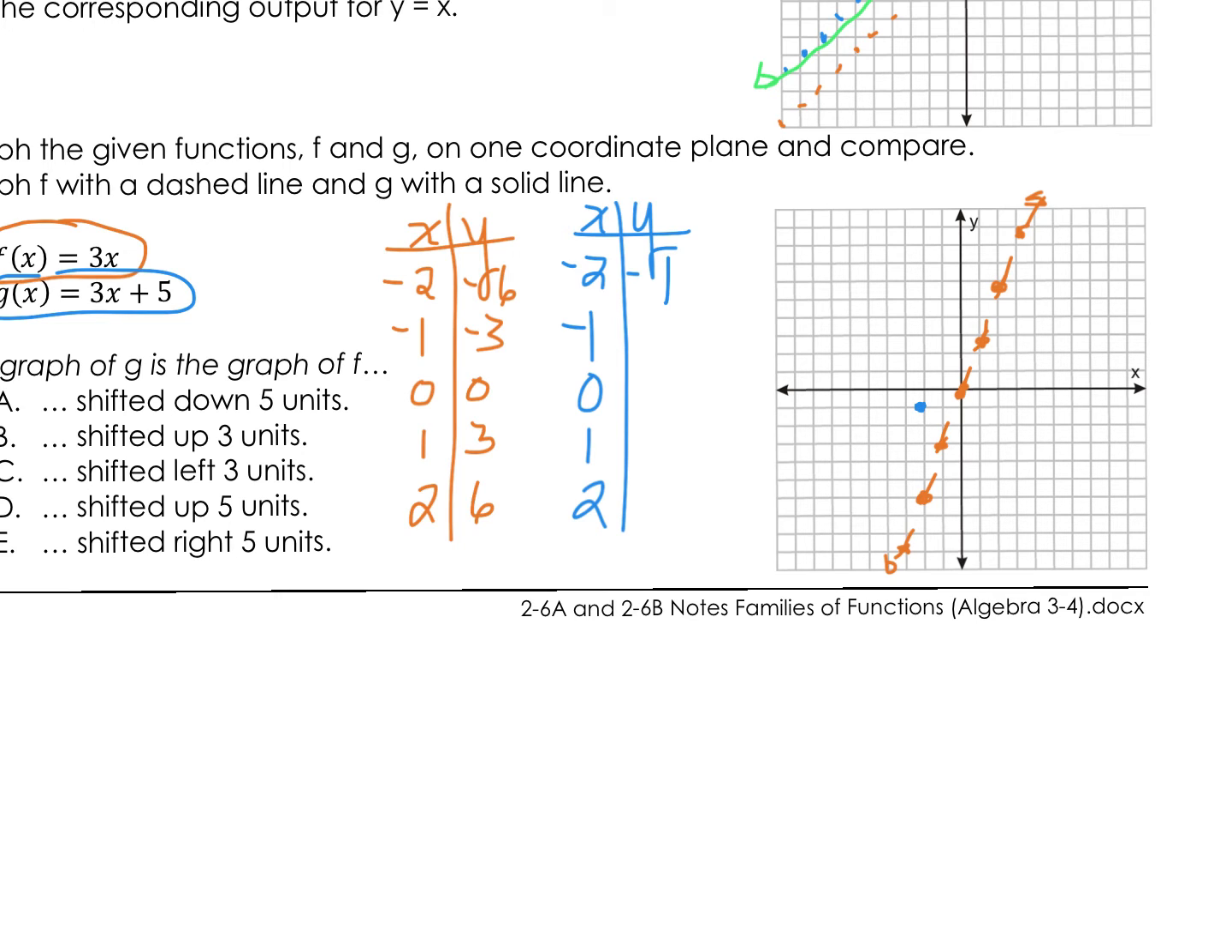And then -3 plus 5 is +2. So -1, +2. And then 0 plus 5 is 5. So 0, 5. And then 3 plus 5 is 8. So 1, 8. And 2 plus 5, I'm sorry, 6 plus 5 is 11. I thought something was wrong. And then that one is not going to fit on my graph, so I'm not going to graph that one.